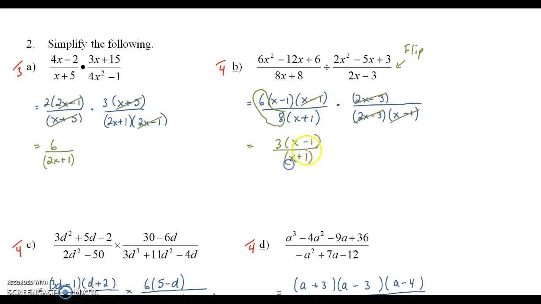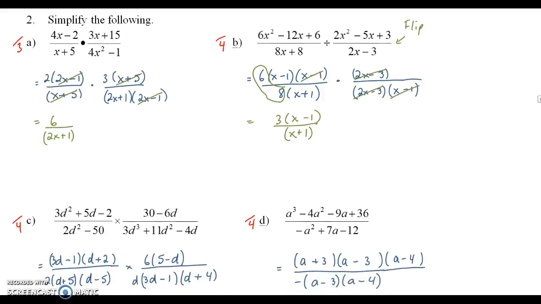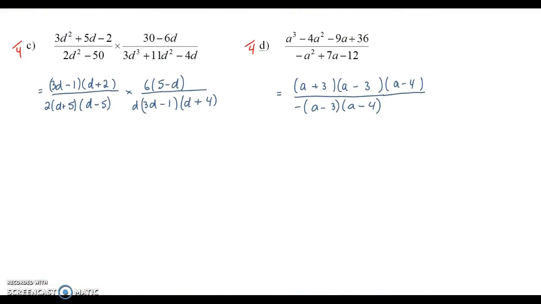And try as you might, the x plus 1 and the x minus 1 won't cancel from one another because one of them's got a plus, one of them's got a minus. They're not opposites or anything like that. Question C. We have the 3d minus 1 and the 3d minus 1. The d plus 5, no, that doesn't work. And that's it for the factoring.